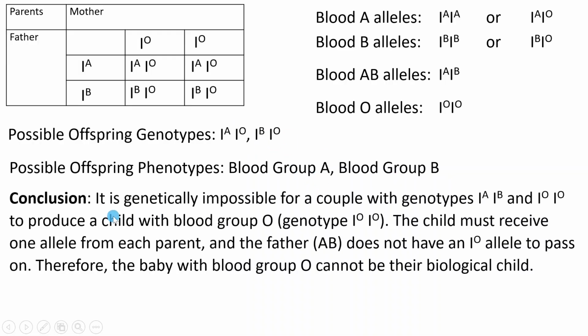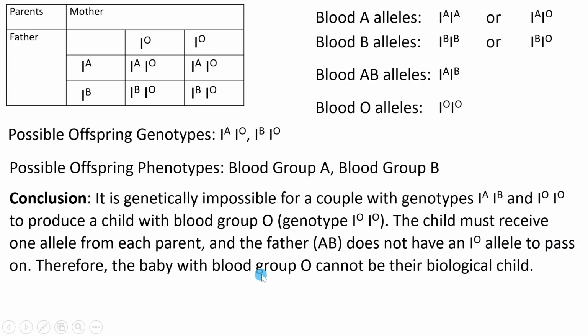So we are going to say it is genetically impossible for a couple with genotypes AB, like blood group AB, and blood group O to produce a child with blood group O, genotype OO. The child must receive one allele from each parent, and the father, AB, does not have an O allele to pass on.